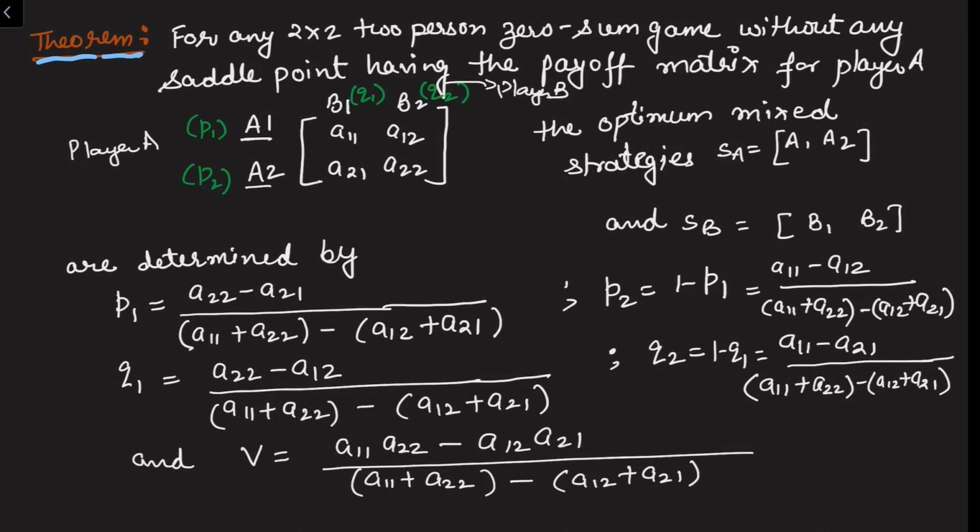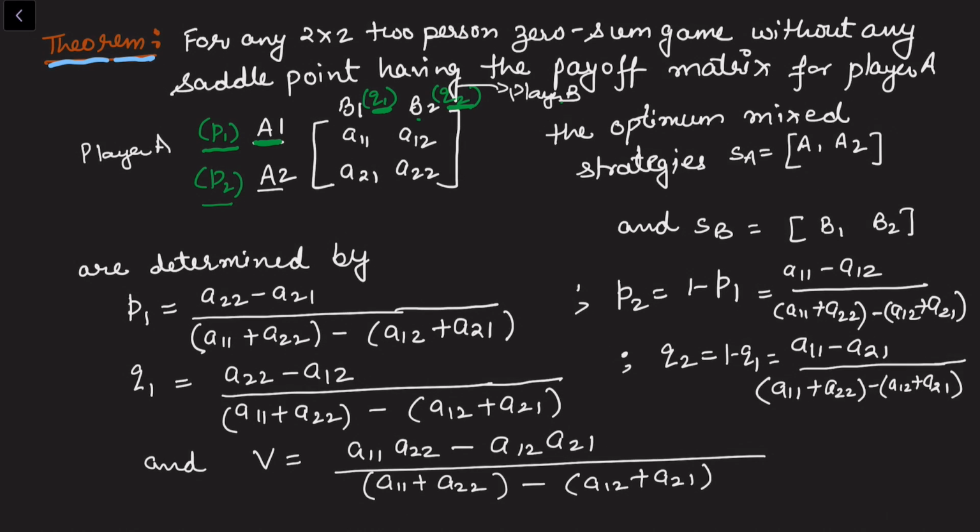In the green color I have written that strategy A1 is adopted by player A with probability P1, and strategy A2 is adopted by player A with probability P2. Similarly, if player B opts for strategy B1, then this comes with probability Q1, and if B opts for strategy B2, this comes with probability Q2. And the optimum mixed strategy SA, which is A1, A2, and SB, which is B1, B2. Now these optimal strategies come with certain properties.